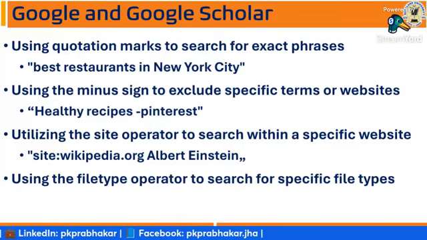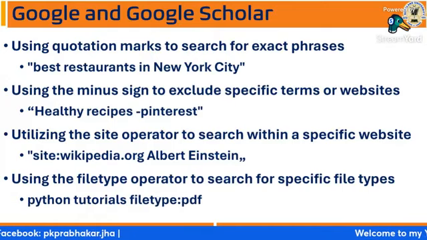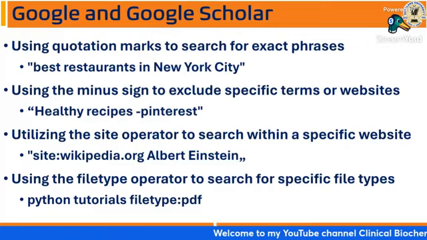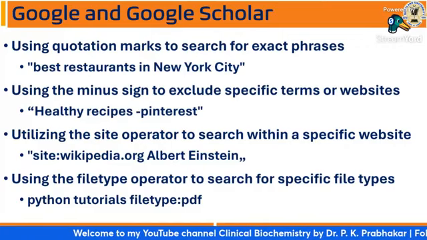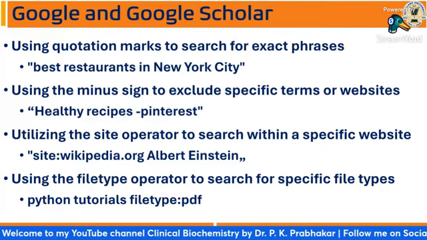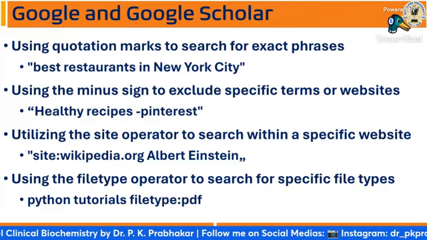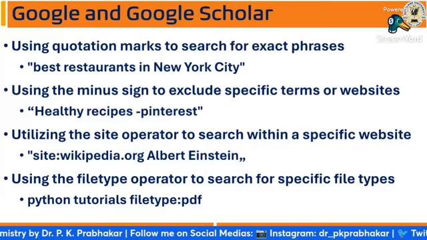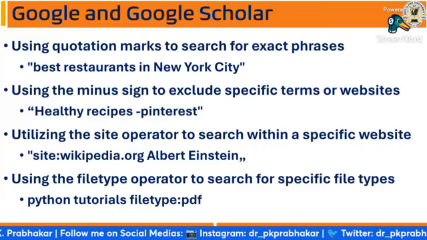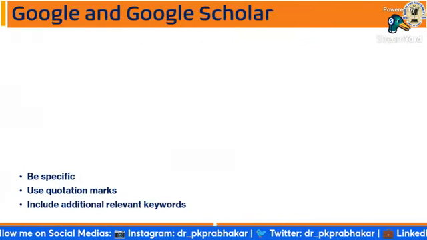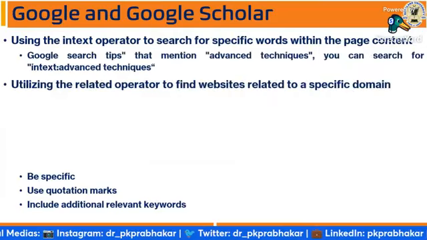Use the filetype operator to search for a specific file type. Sometimes I require only PDF, sometimes only PowerPoint, sometimes only doc files. So if you want such information, you can use filetype: followed by PDF, doc, or PPT. Put your search terms and then the file type, and you will get only those types of files during your search.